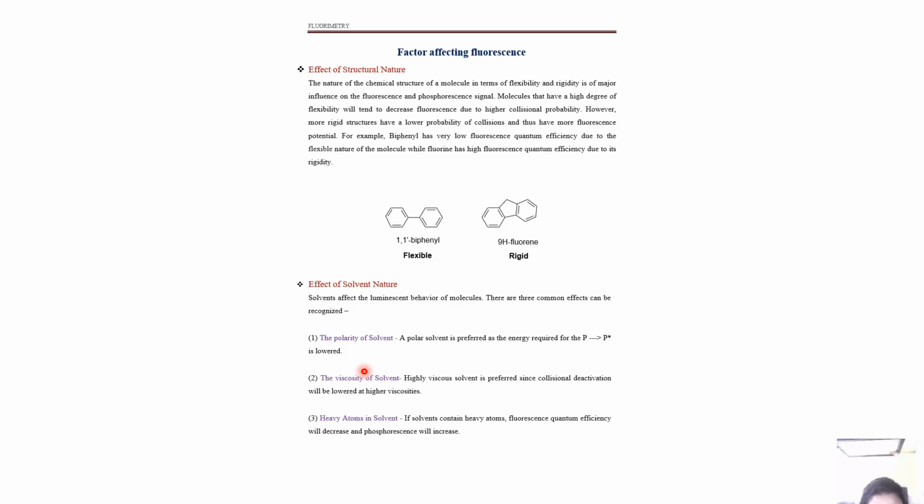Now, the polarity of solvent: a polar solvent is preferred as the energy required for the pi to pi star transition is lowered. A highly viscous solvent is preferred since collisional deactivation will be lower at higher viscosities.